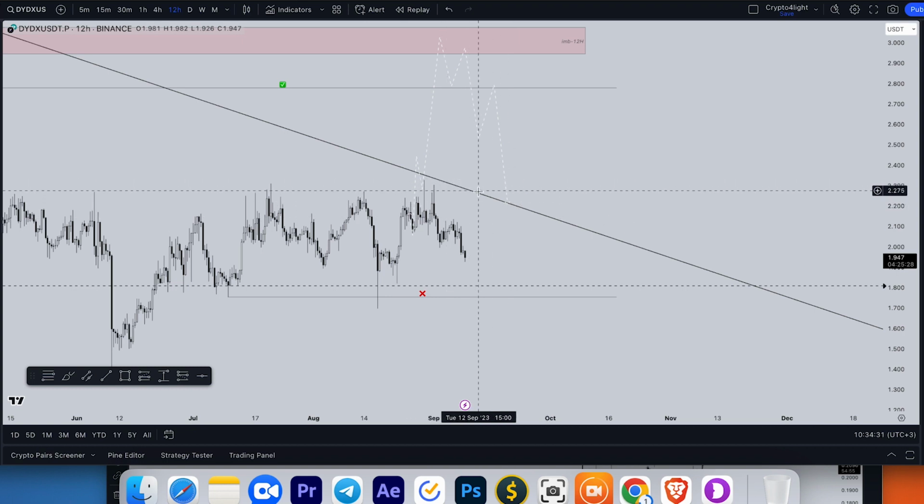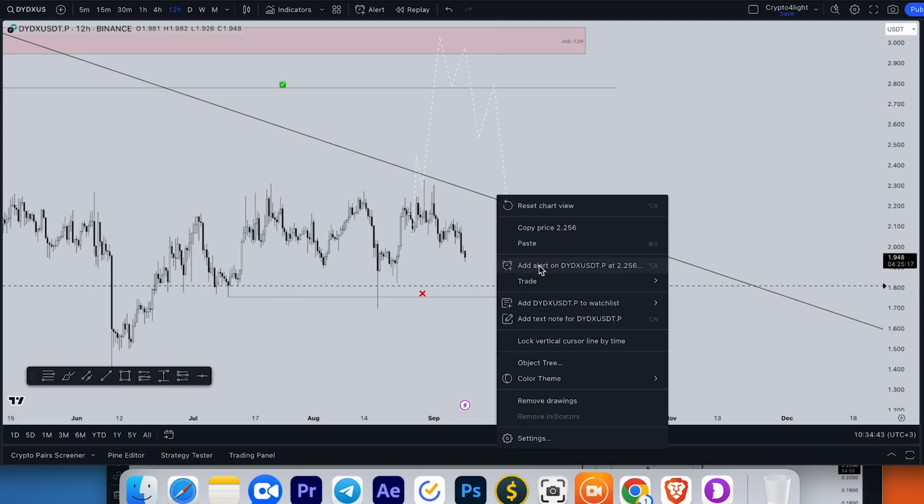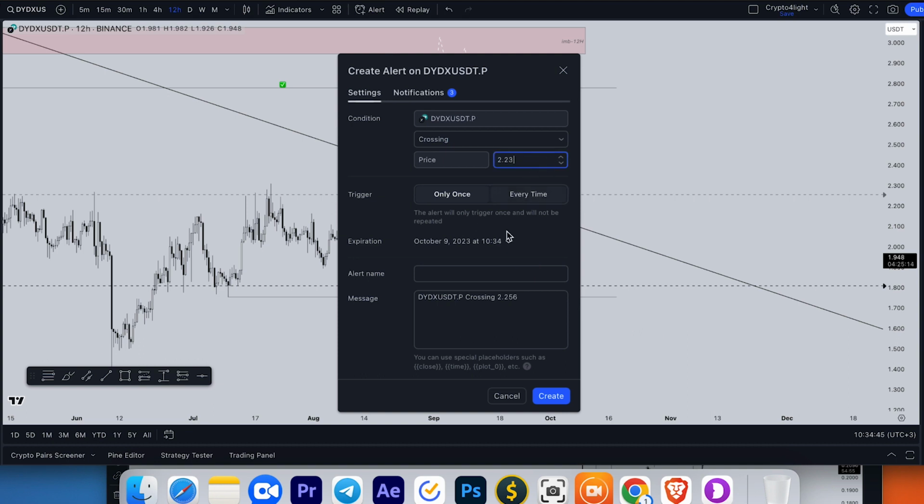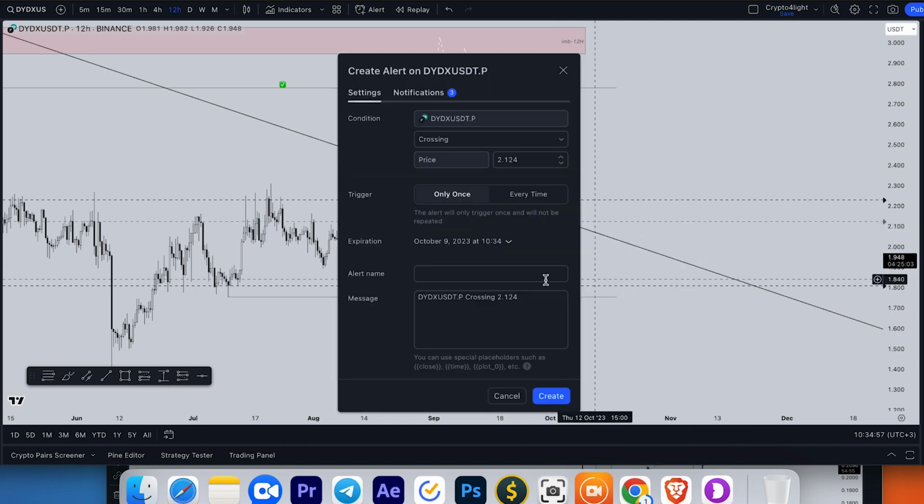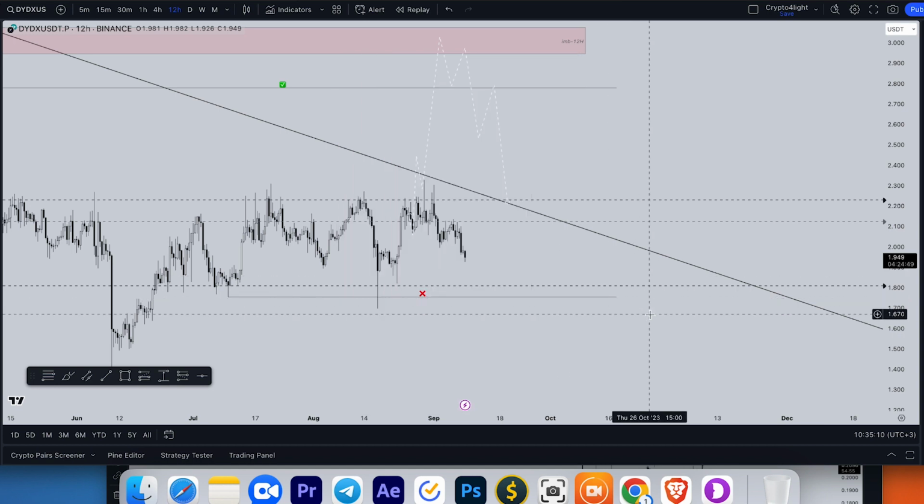We don't know the timing. But I can add a few alerts. For example, by the end of September, I'm waiting to sell at $2.23. Add alert. I can mark the price: sell the WHAT X now. Add alert. Or I can add an alert here, for example, if it takes longer, sell 25% of WHAT X. Create alert. So you don't have to sit in front of a monitor and wait for all this to be triggered.